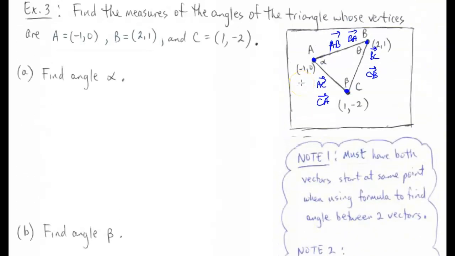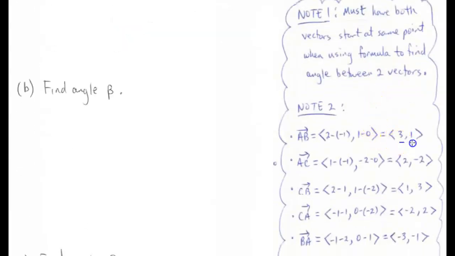So if I look here, I see that for vector AB, I have 2 minus a negative 1, which is 3, and 1 minus 0, which is 1. And so that's how I end up getting this vector here. Now, all the other vectors that I come up with, I'm doing the same way, taking the final point and subtracting all the corresponding components of the initial point. And so that's how I get all of these vectors here.